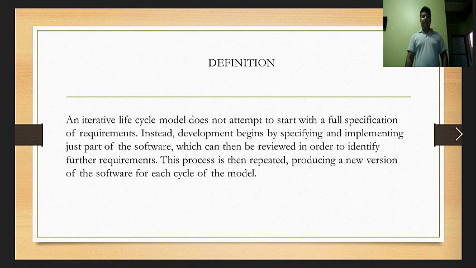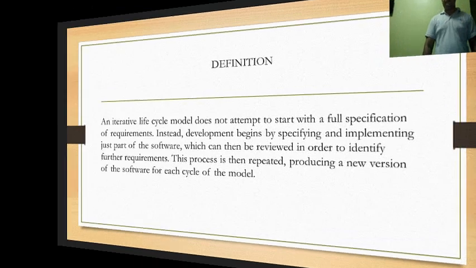What is the iterative model? An iterative lifecycle model doesn't attempt to start with a full specification of requirements. Instead, development begins by specifying and implementing just part of the software, which can then be reviewed in order to identify further requirements. This process is then repeated, producing a new version of the software for each cycle of the model.